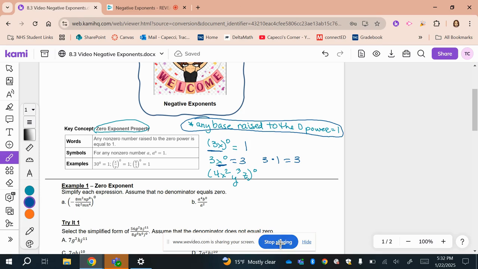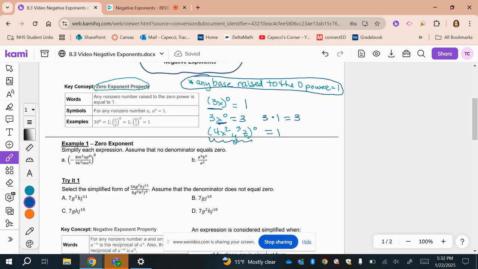In this next example, we have a lot going on in parentheses. We have the coefficient of 4, and we have a lot of variables, but it's all raised to the 0 power. So that is just going to be 1. Okay, let's take a look at some other examples. Again, in letter A, we have a lot going on in this parentheses as well. That's raised to the 0 power, so that's just 1.